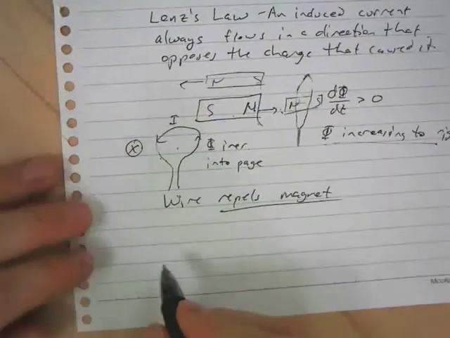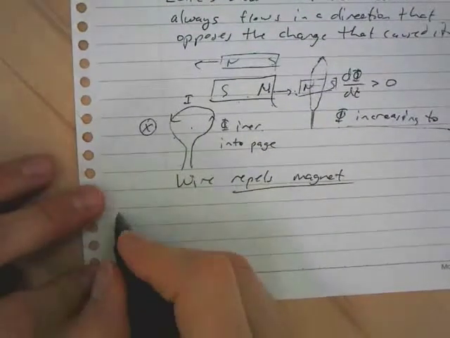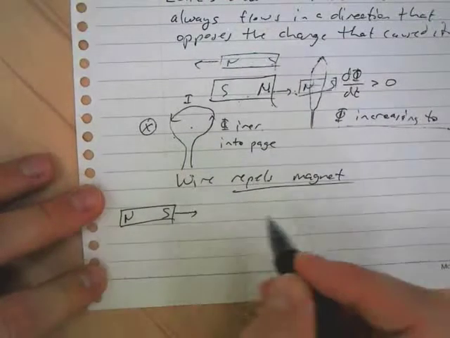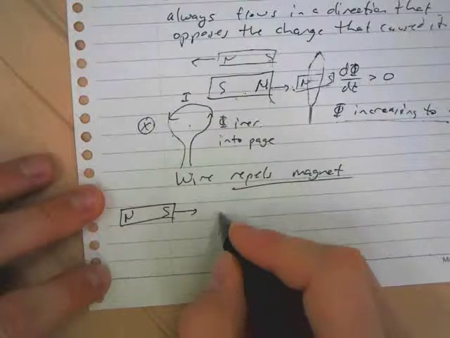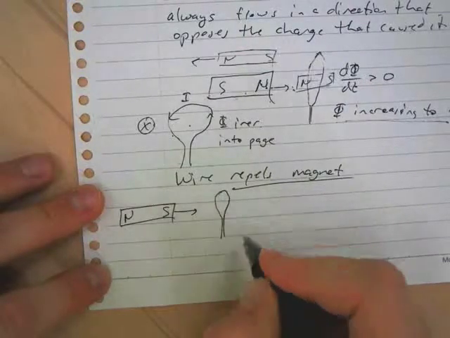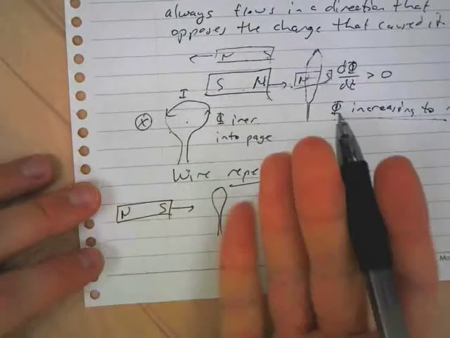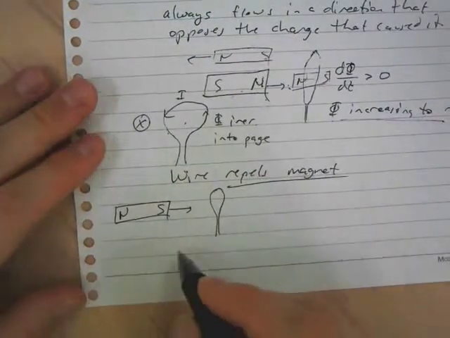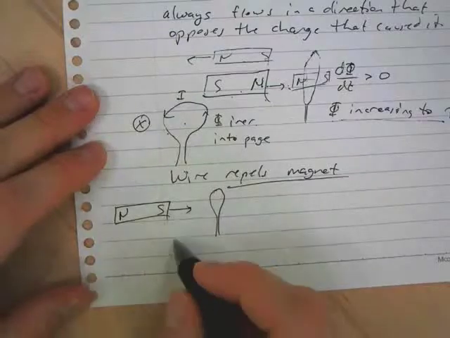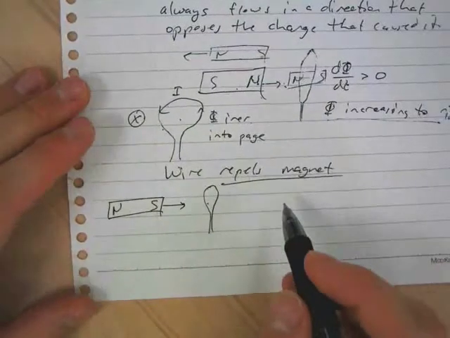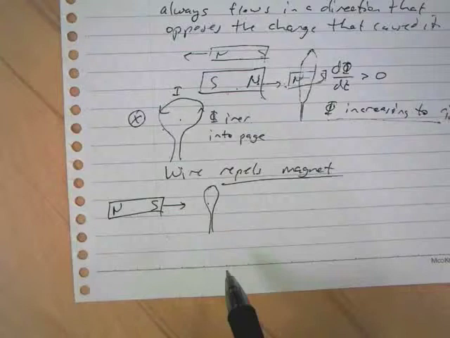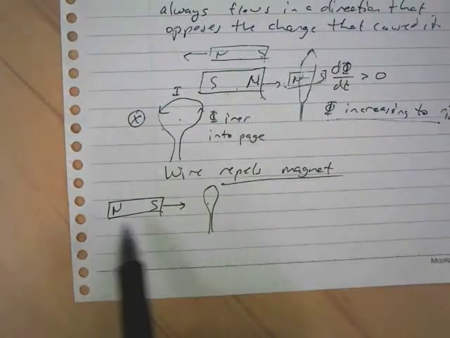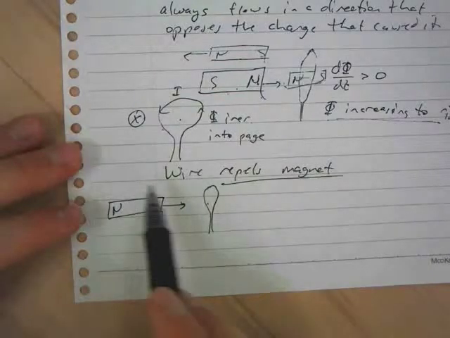So let's consider what would happen. Let's say we've got a north, south, and we're moving the south end toward this loop. Moving the south toward the loop. Again, pretend the loop is in the plane of the page. As we move this south toward the loop, this is a good point for you to pause the video and see if you can decide what direction the current is, and then you can unpause it and see if you're right. And I'll talk about it both ways.